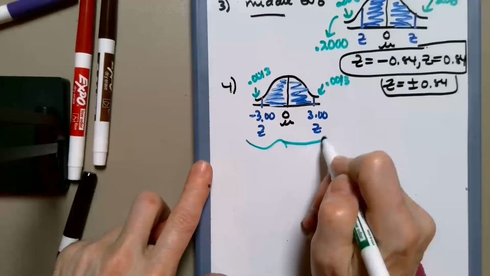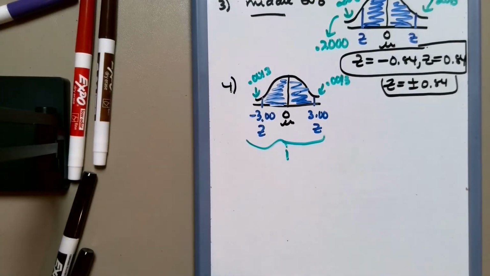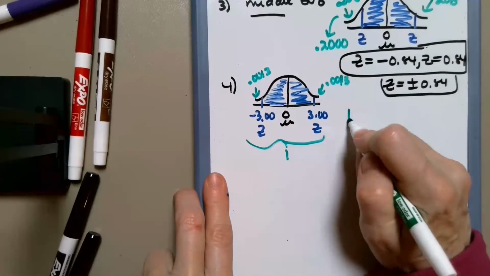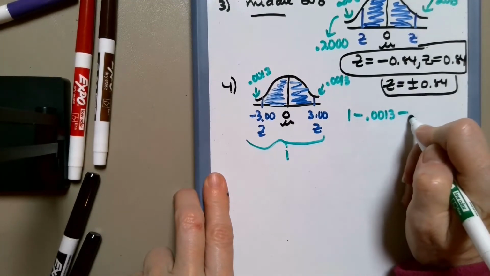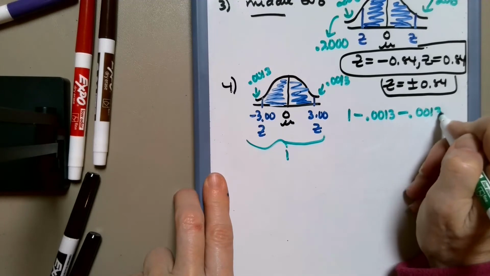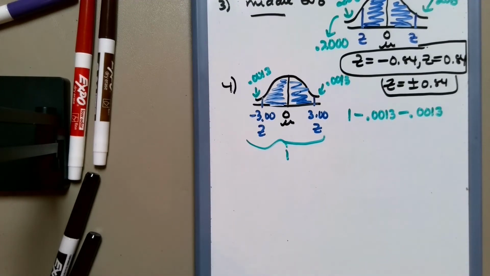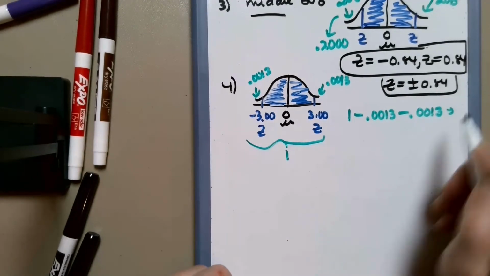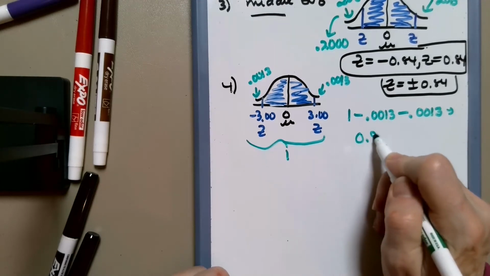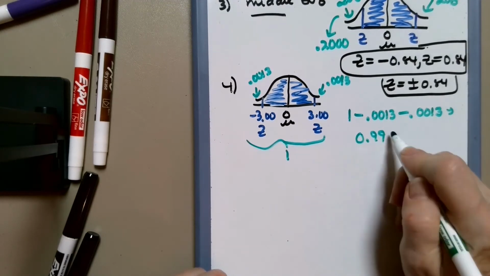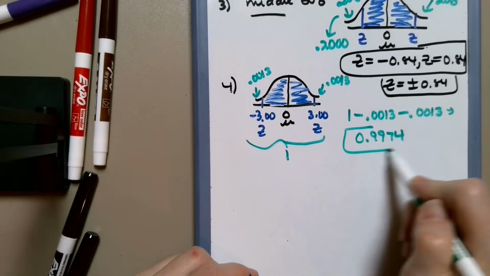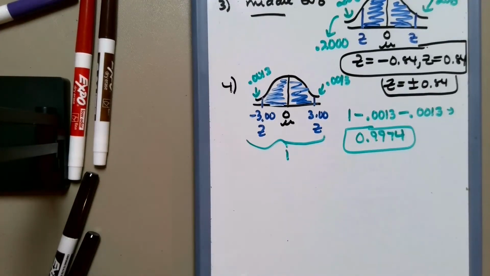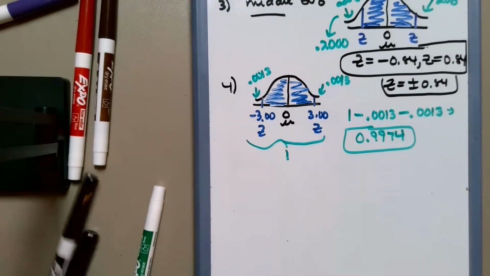So one way to do this is to use the idea that the entire area under the curve is 1. To get the shaded area, take 1 minus 0.0013 from the left tail, minus the 0.0013 from the right tail, which gives you 0.9974 as our area. So that's one way to do this problem.